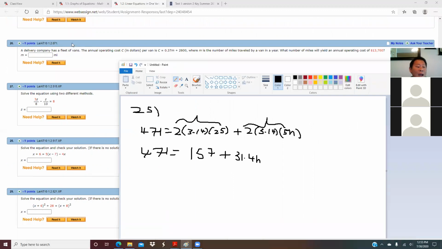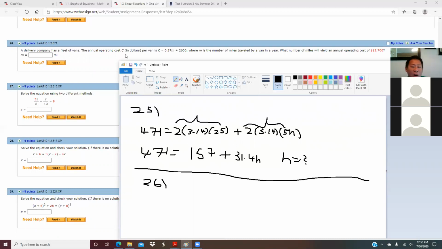This is telling us that a delivery company... this is not finished yet, you still need to solve for h here. Question 26 says that you have a company that has a fleet of vans, and the annual cost C per van is C equals 0.37M plus 2600, where M is the number of miles driven by the van in a year. What number of miles will yield an annual cost of 13,700? So this 13,700 is your cost, which is your C. So what you do is plug this into C and solve for M.